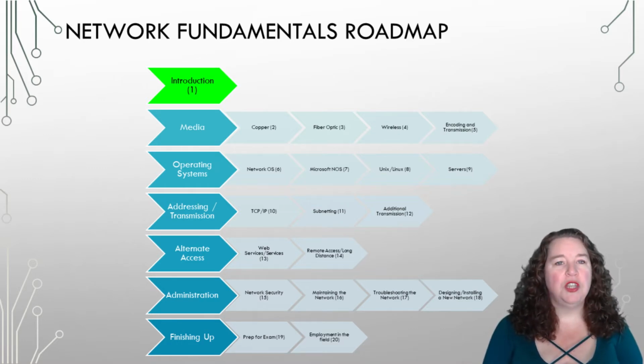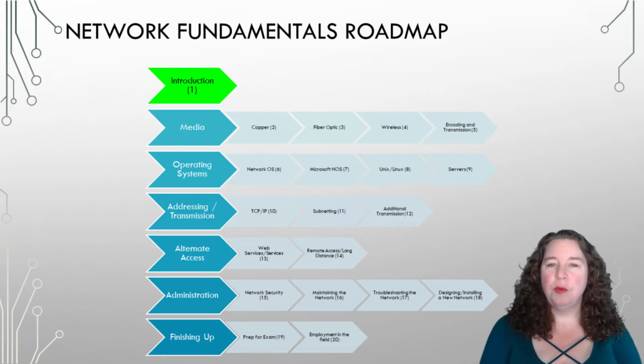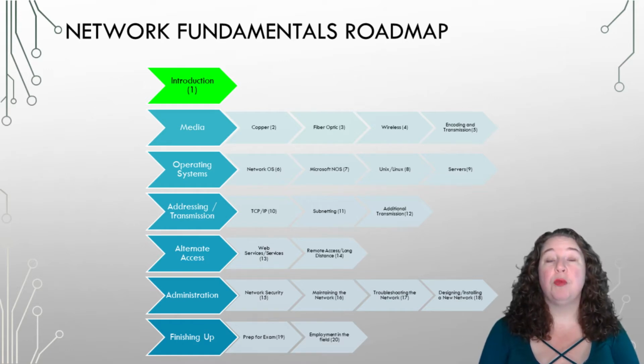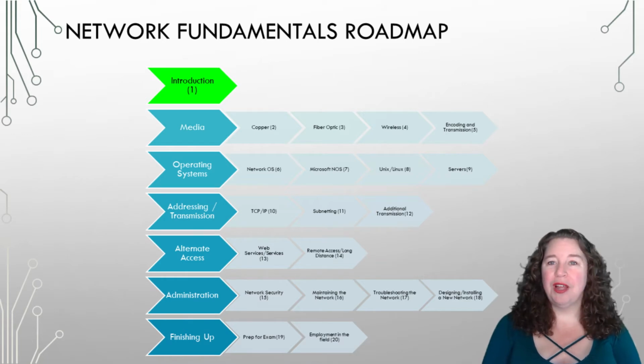So media is going to be your copper, your fiber optic, and your wireless, different ways of being able to transmit data. Then we'll talk about some operating systems, so our network operating systems. We'll get into how things get transmitted using the addressing options. We'll get into subnetting in that one. Then we'll talk about some alternate access options, so different services, web services, and remote access. The last couple of chapters are going to be on administration. So how do you administer? How do you take care of your security? And then finally, we will have a practice test and talk about different job options that you have. Hopefully this class is really interesting for you and you'll have a good time.